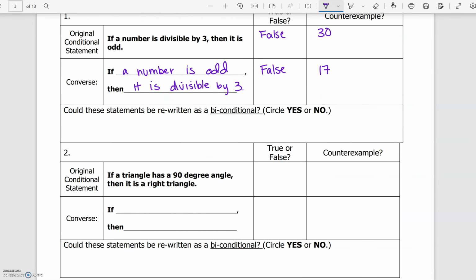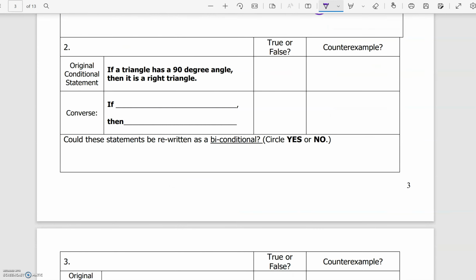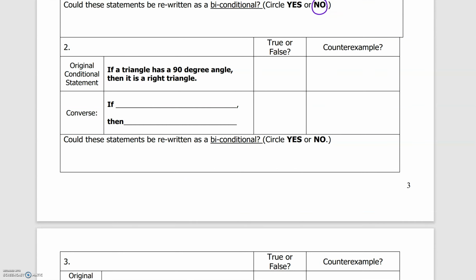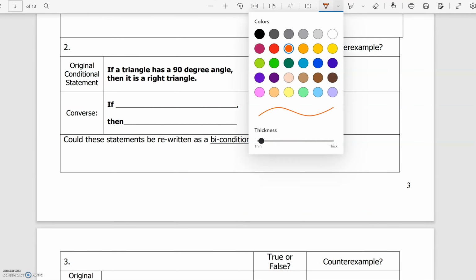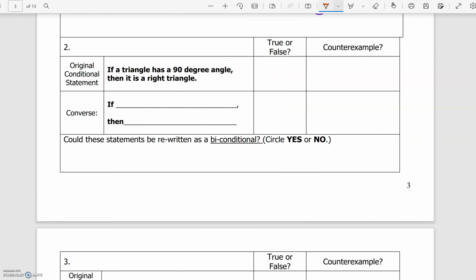So can we write a biconditional? And the only way we can write a biconditional is if these are both true. So we cannot. And we'll talk more about that, and we will actually write one after we get through the rest of these.